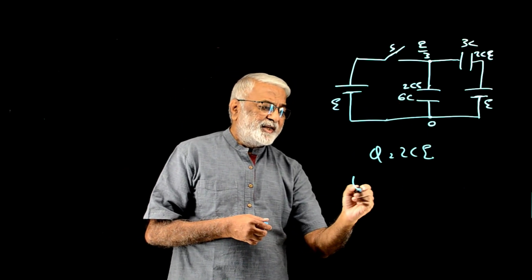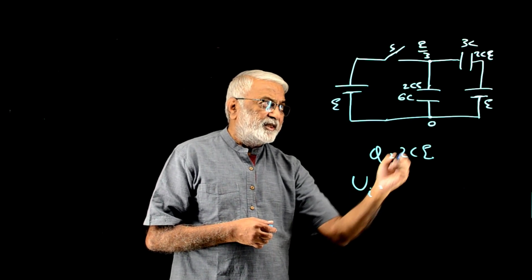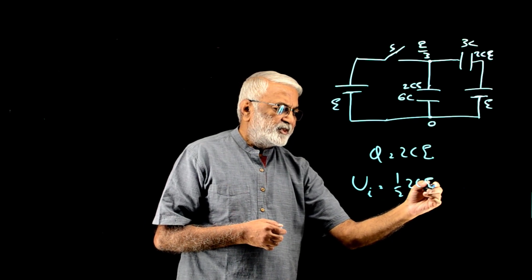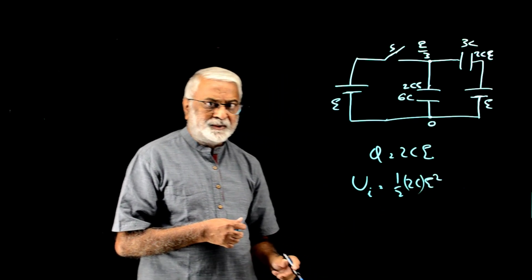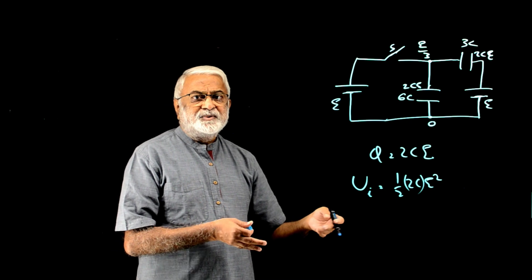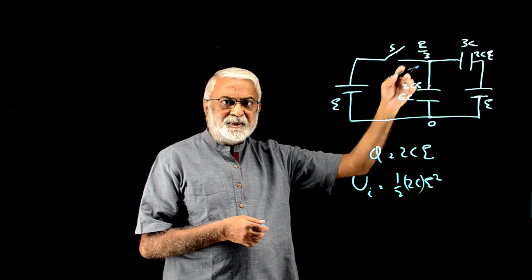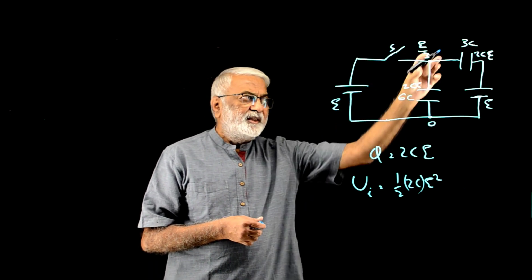And we know the energy of the system of capacitors, let's call this Ui, that is half 2C into E squared. The energy stored in the equivalent capacitor will be the same as the sum of the energies stored in the individual capacitors. You can work that out.